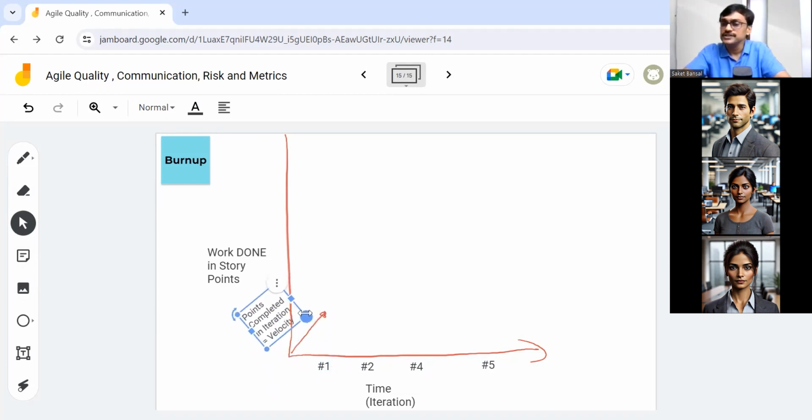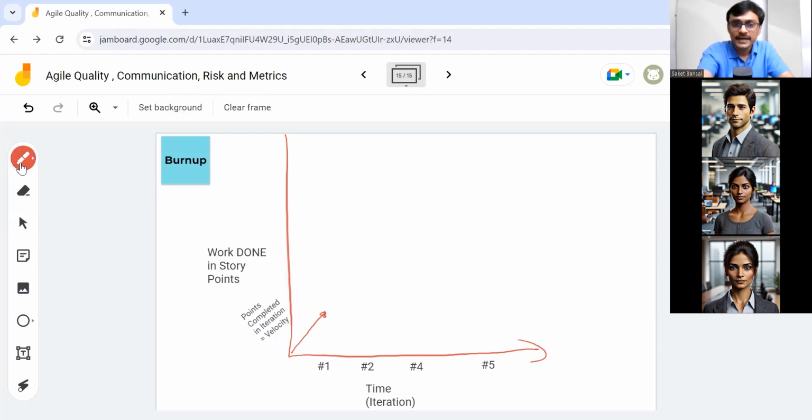You can say, we have finished these many points. Then in the next iteration, you add how many points you finished in the second iteration, the sum of that second iteration's velocity to the previous one. So till now I have finished 35 story points. First I finished 20, then I finished 15. Now I am at 35. It means my velocity for iteration 1 was 20 and for iteration 2 was 15. So I am focusing on burning up.